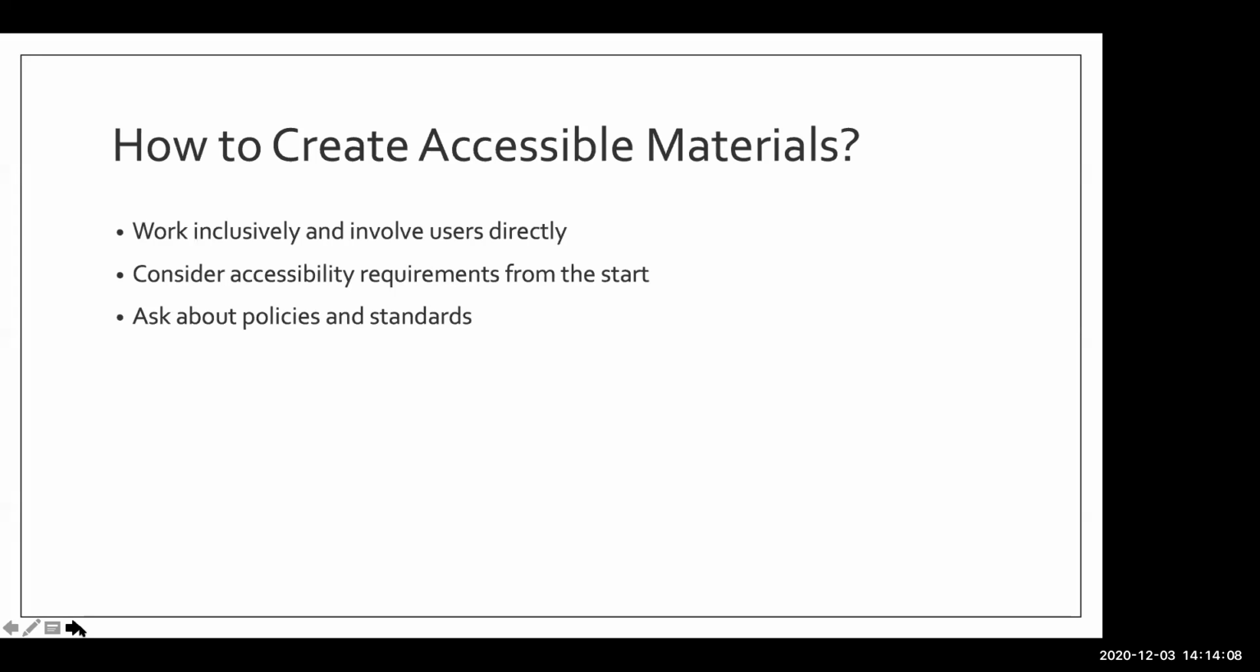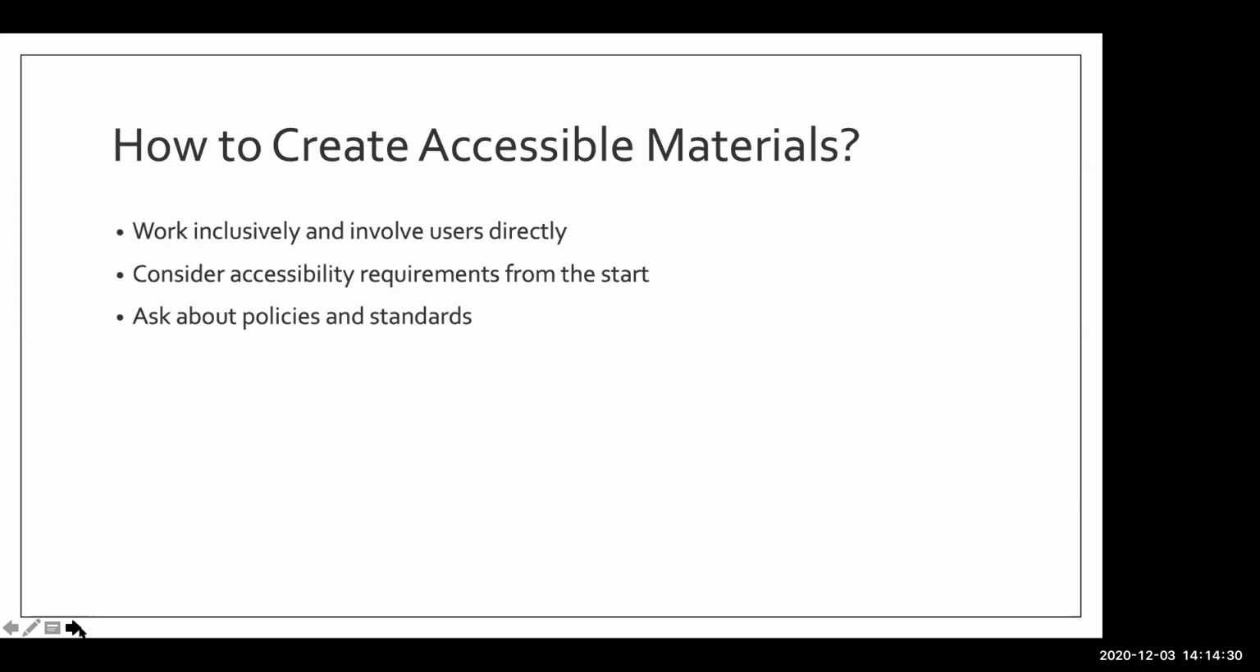You want to consider accessibility requirements from the start. When you first get a project or you're identifying goals for the year, think about how you are going to make sure that your targets are accessible, that the ways that you're working and the things that you're delivering are going to be accessible. So building that in from the onset.